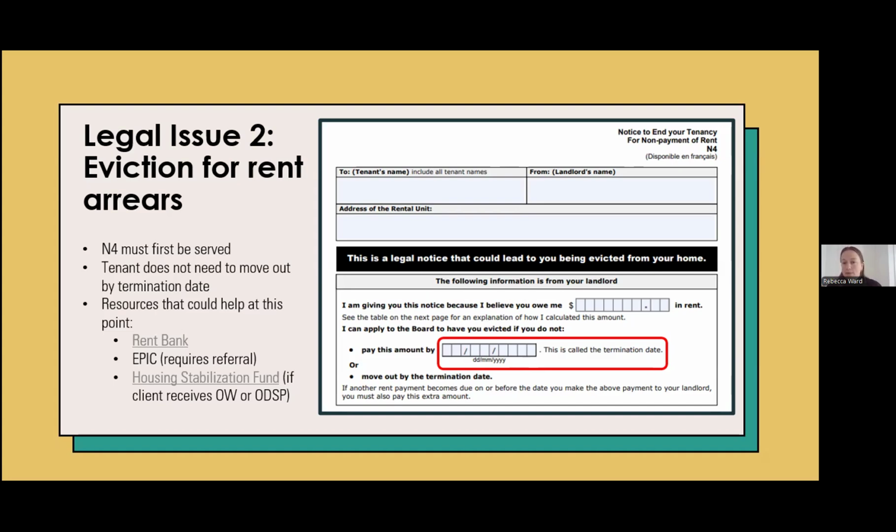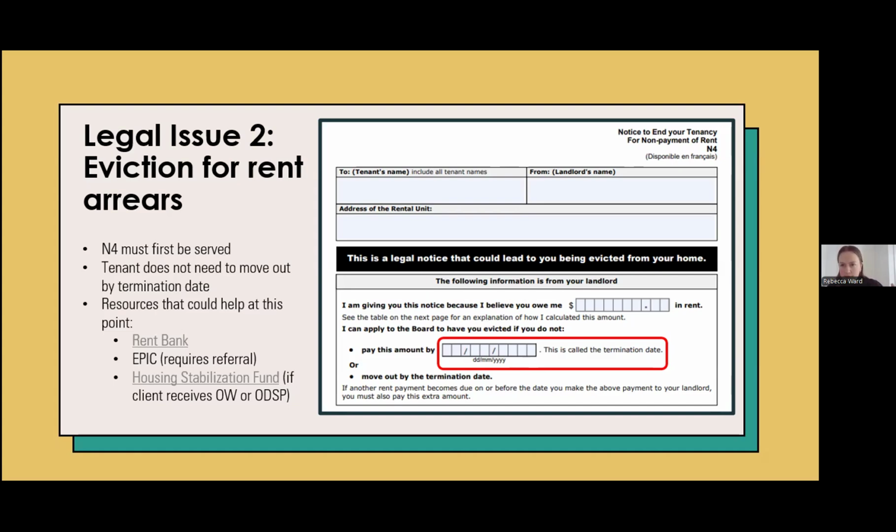So if you're thinking that they would need some help getting into a program like Epic and that could really help them save their tenancy, make a referral to us and then we can be the one to make that connection. The final resource on the screen I wanted to just mention is the Housing Stabilization Fund, or the HSF.